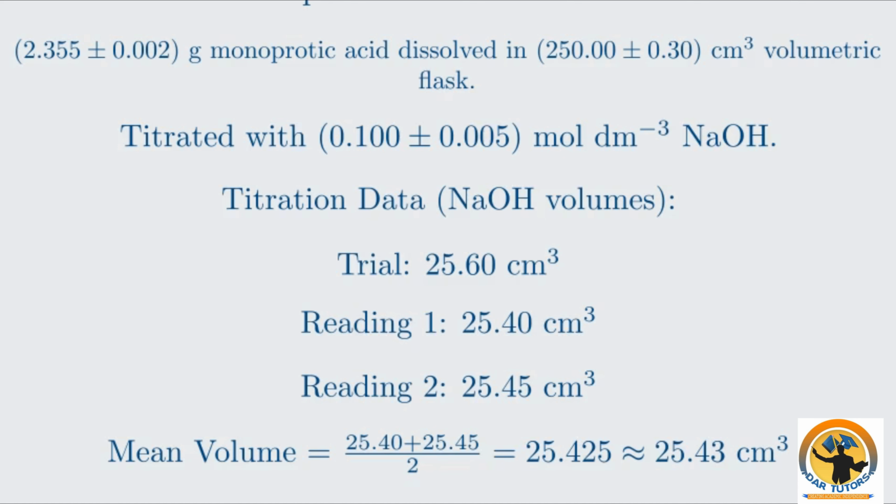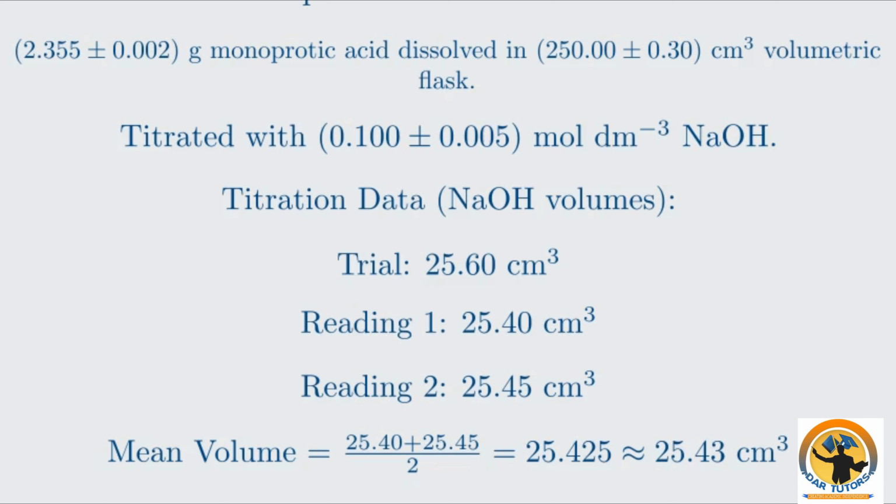The uncertainty in a burette reading is ±0.05 cm3. Since we take two readings, an initial and a final, the absolute uncertainty in the volume delivered is 2 times 0.05, which is ±0.10 cm3. Now for the error propagation. This will be a multi-step process.